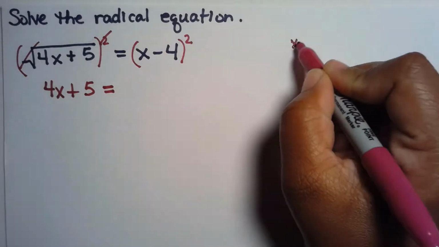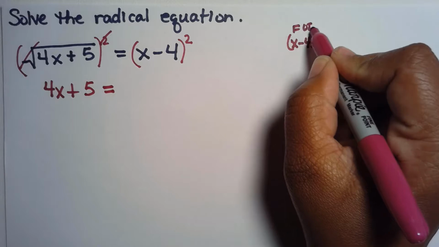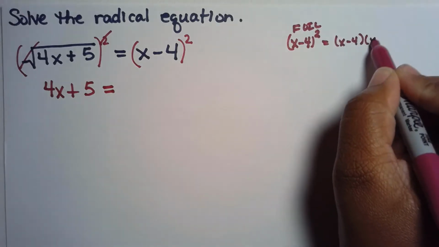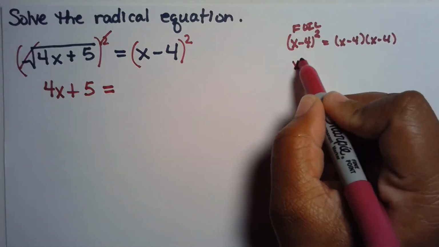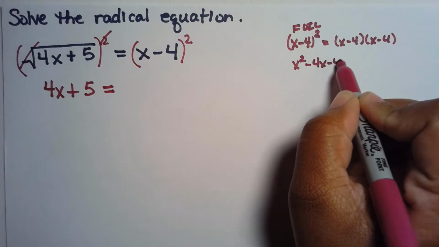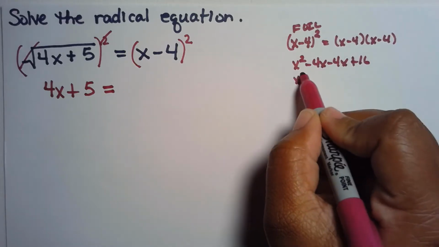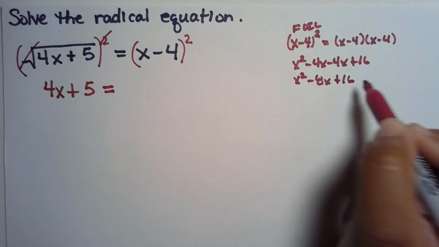So we're going to take that x minus 4 squared and FOIL. The exponent of 2 is telling us to write x minus 4 twice. So we have x squared minus 4x minus 4x plus 16. And that would give us x squared minus 8x plus 16.